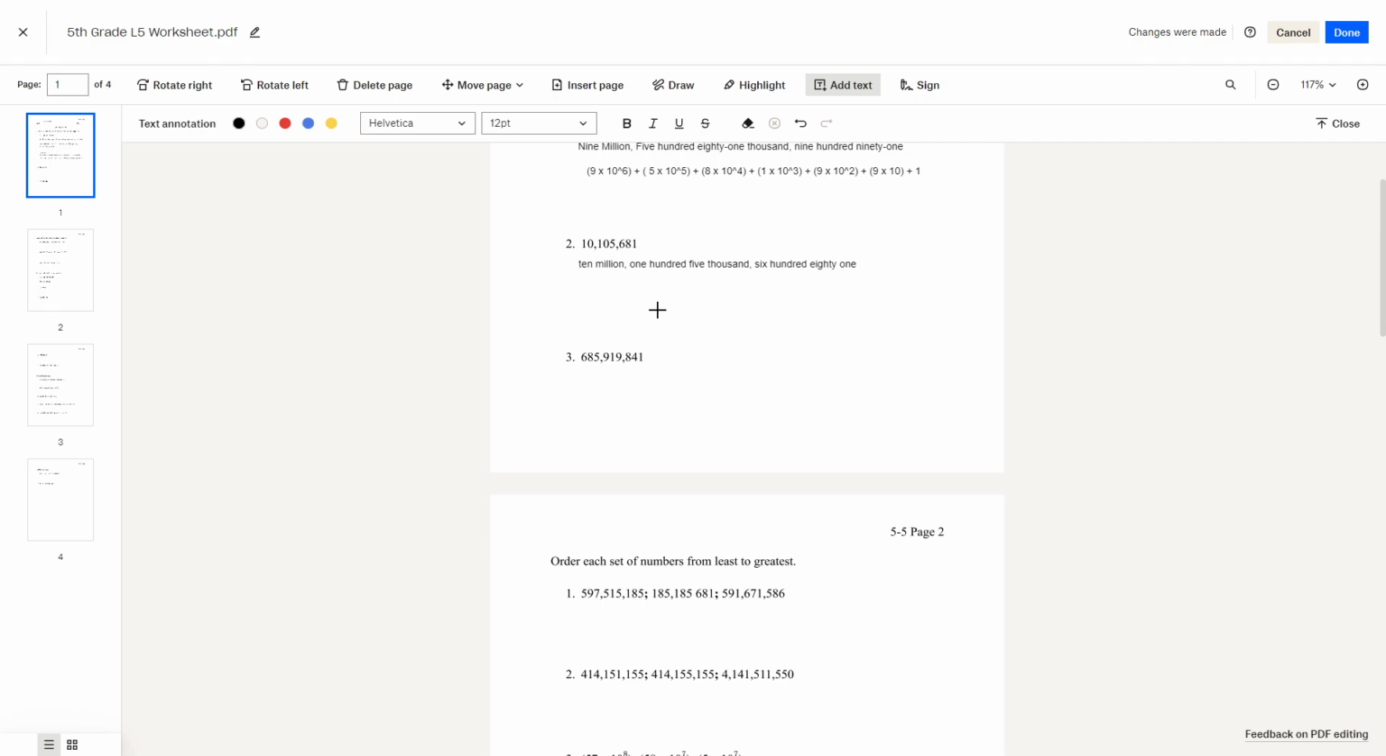105,681. For expanded form, the answer to this one would be, and I'm just going to drag it over here because I have the answer written out on my left already. 1 times 10 to the 7th power, 1 times 10 to the 5th power, 5 times 10 to the 3rd power, 6 times 10 to the 2nd power, 8 times 10, and 1.